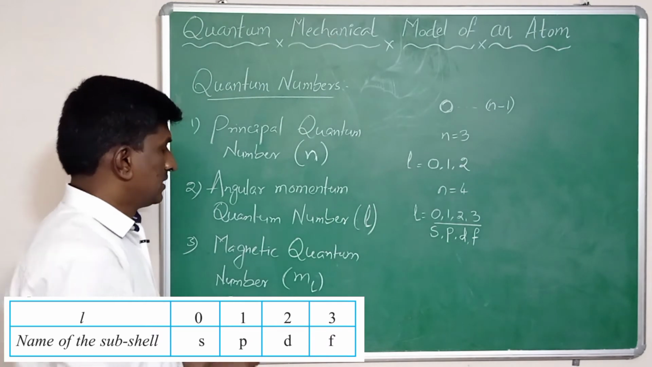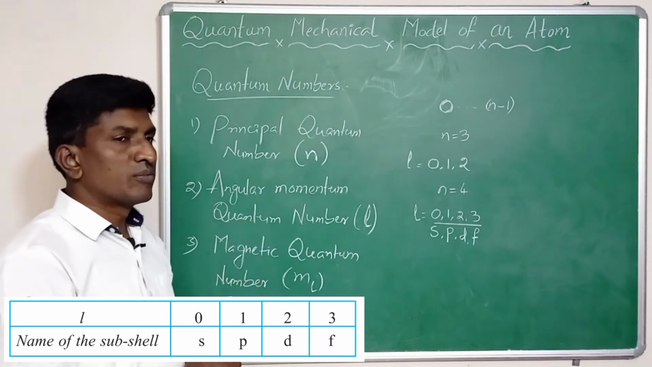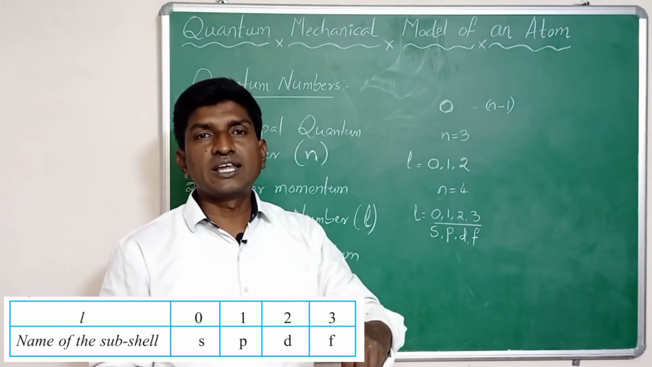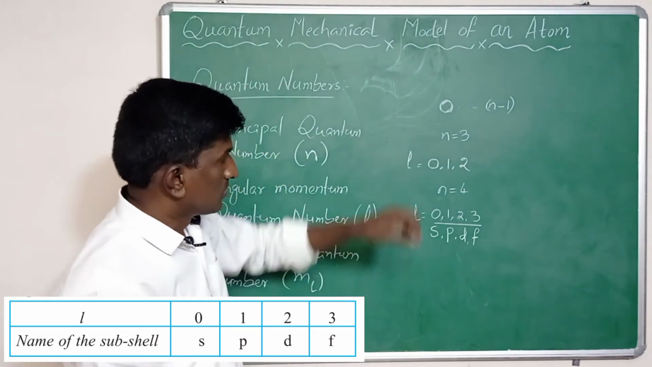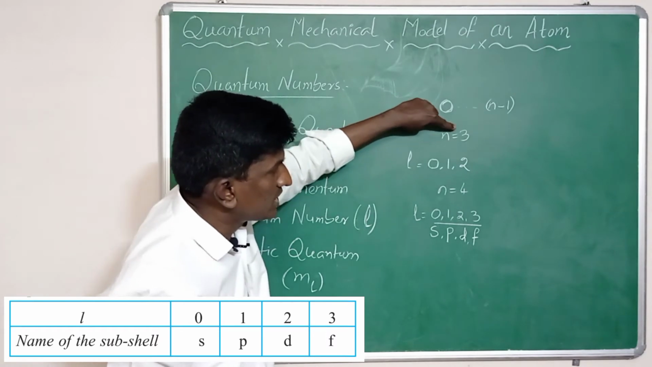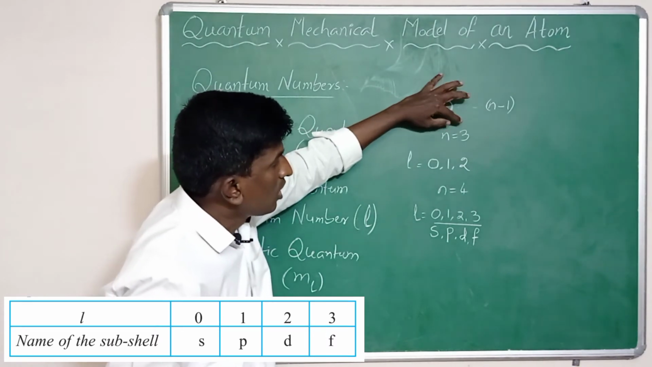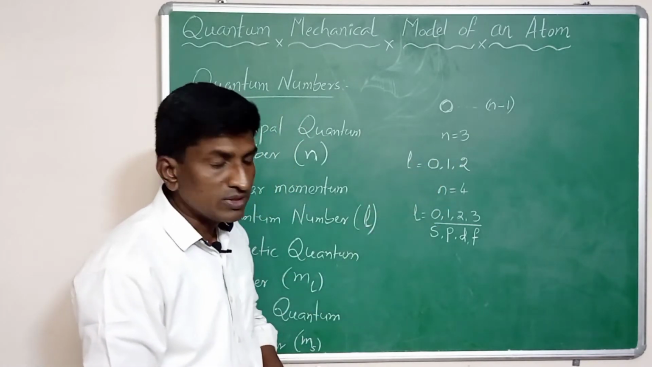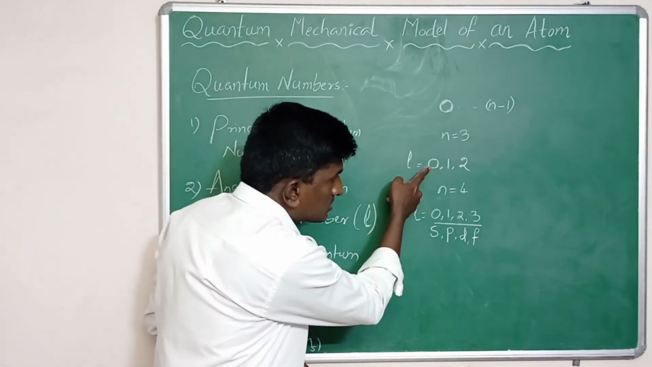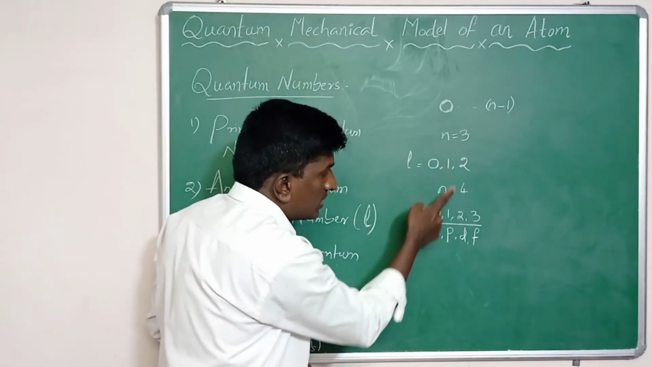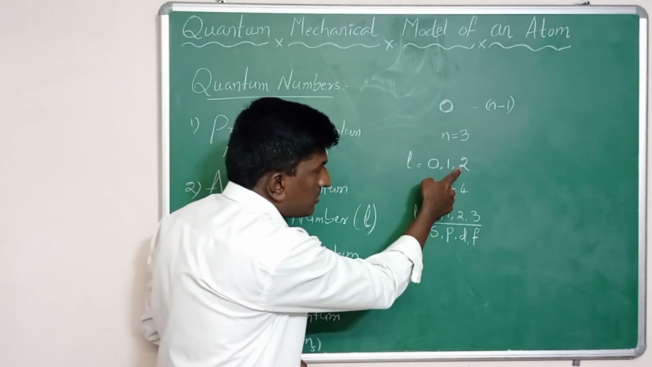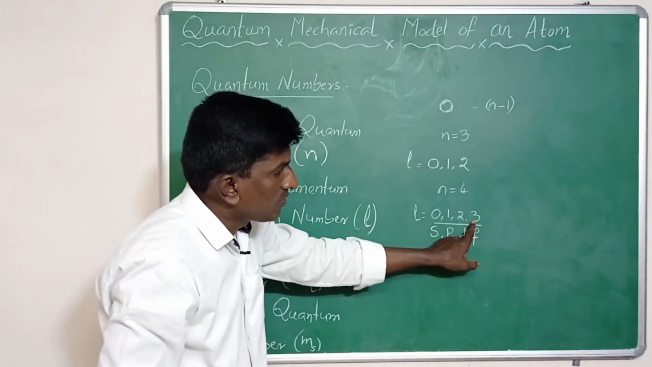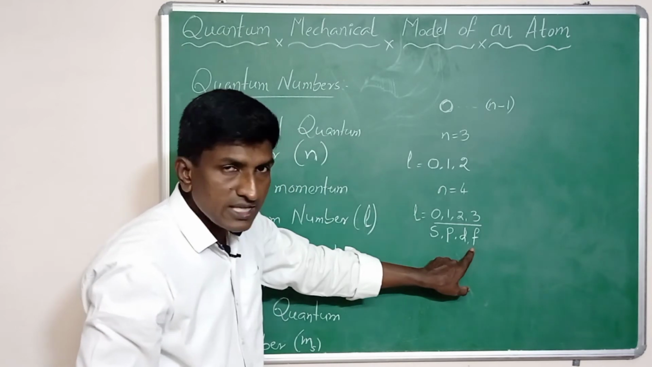So the angular momentum quantum number mainly explains the subshells present in the main shell. For example, in the third main orbit, how many subshells are there? 1, 2, 3. So 3 subshells. If L equals 0, that subshell is S. If L equals 1, that subshell is P. If L equals 2, that subshell is D. If the angular momentum quantum number is 3, the subshell is F.